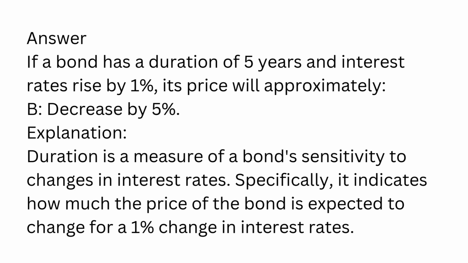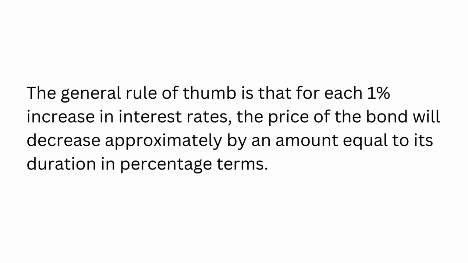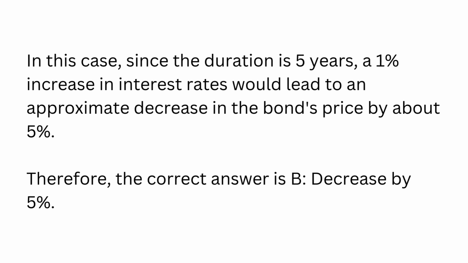Duration is a measure of a bond's sensitivity to changes in interest rates. Specifically, it indicates how much the price of the bond is expected to change for a 1% change in interest rates. The general rule of thumb is that for each 1% increase in interest rates, the price of the bond will decrease approximately by an amount equal to its duration in percentage terms. In this case, since the duration is 5 years, a 1% increase in interest rates would lead to an approximate decrease in the bond's price by about 5%. Therefore, the correct answer is B, decrease by 5%.